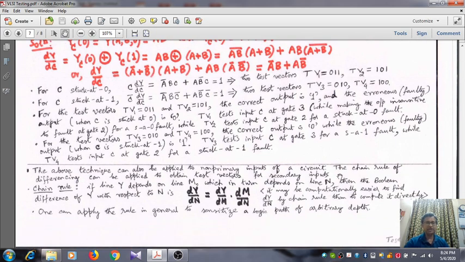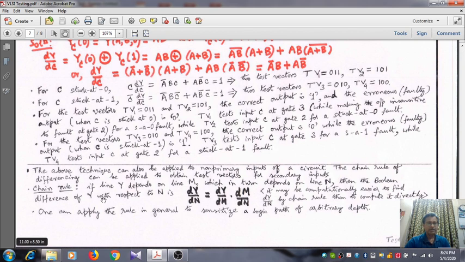It can be a function of more than one, 3 variables also. Then you can simplify the technique of finding the test vector. For that, we apply what is known as the chain rule. That means the above technique can also be applied to non-primary inputs of a circuit. The chain rule of differencing can be applied to obtain test vectors for secondary inputs or non-primary outputs.